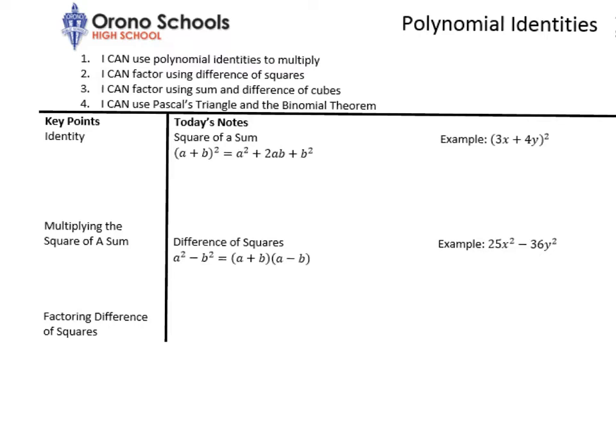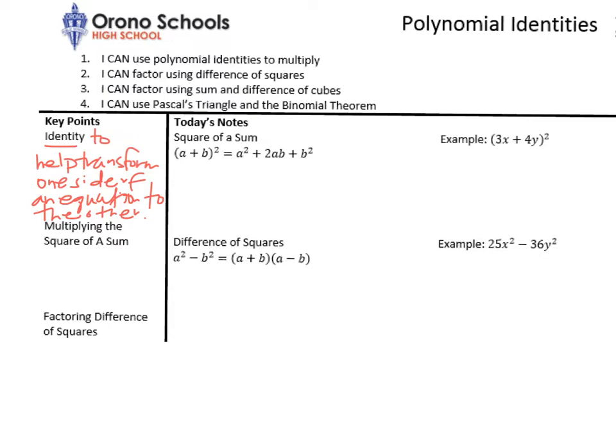Let's start off with an identity. An identity is just useful to help transform one side of an equation to the other. Like when you add 5 to each side to solve for x, that would be using an identity.